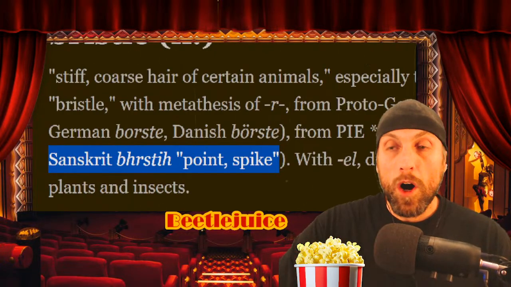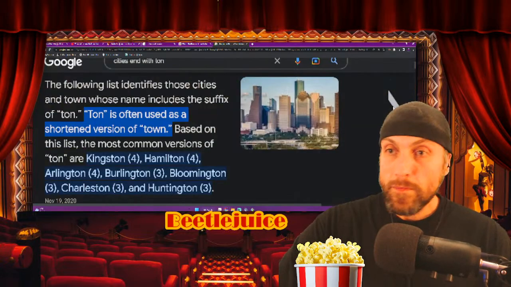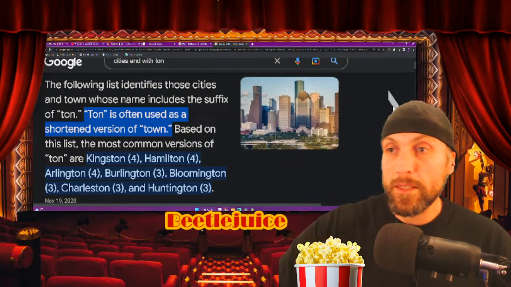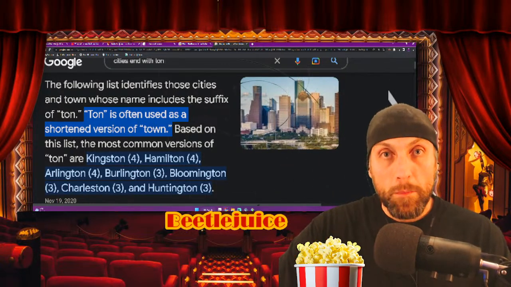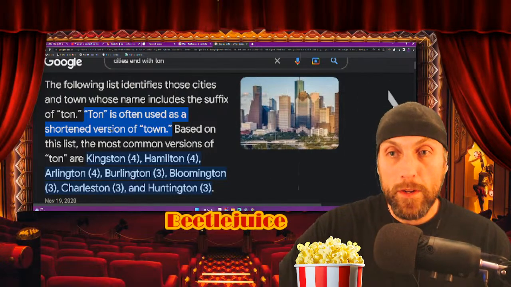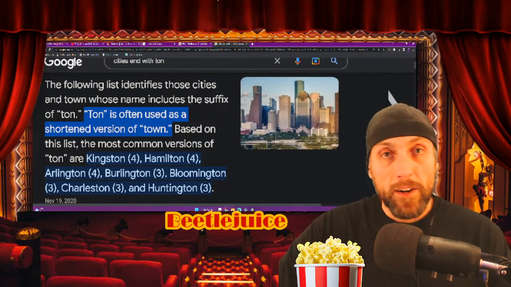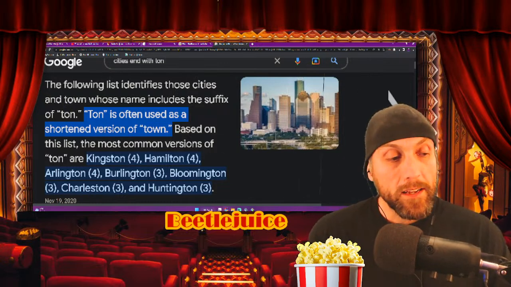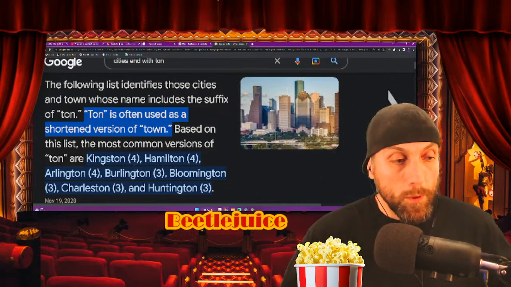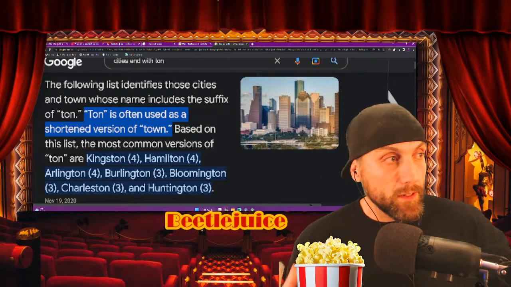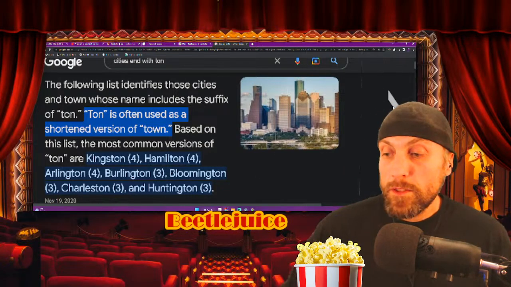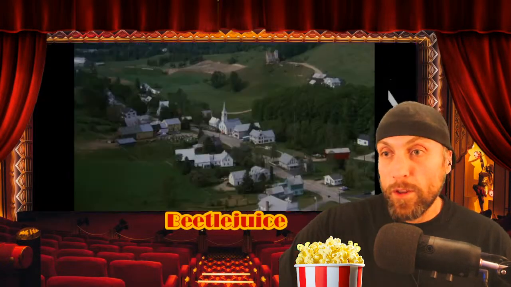So, honor, spike, column, beam, etc. And then the end, ton, Burton. Ton, it says, is often used as a shortened version of town. So together, Tim Burton's entire name is a word picture that conveys an idea or a sense of an honorable one from the town of the spike or the town of the beam or beam town. It could also mean to honor that particular region or that particular place.